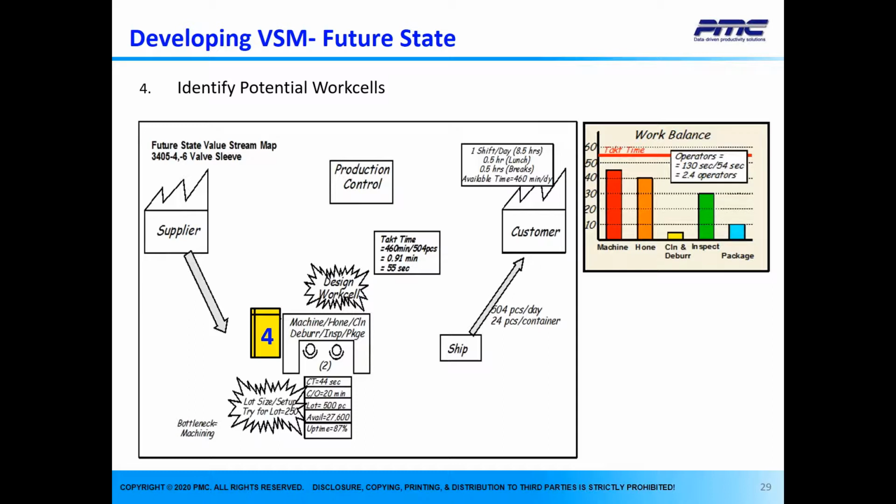It appears that 3 operators can run the cell. This is not a precise calculation though. It only considers present cycle times and ignores setup. So work cells are more involved than suggested here. However, our purpose is not to finalize the details, but to make reasonable suggestions.